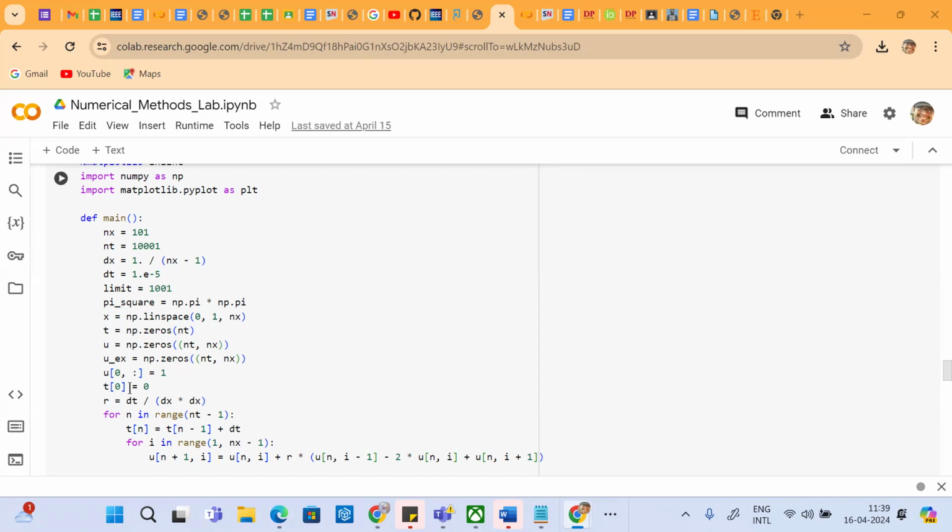Similarly, t0 is 0, the time step at t equal to 0. This is the alpha. Can you see? dt by delta x square. This is our alpha, which is 1.